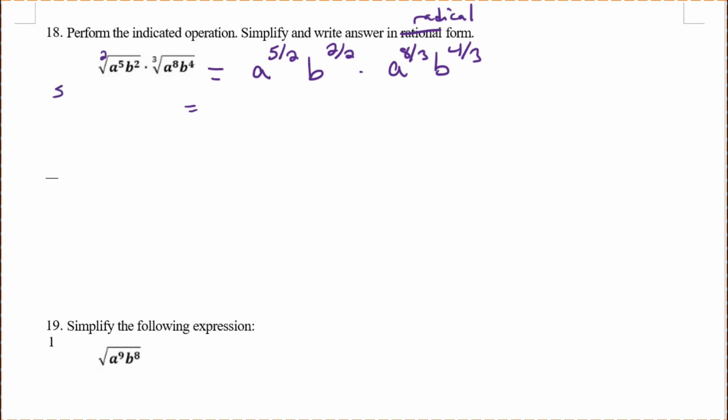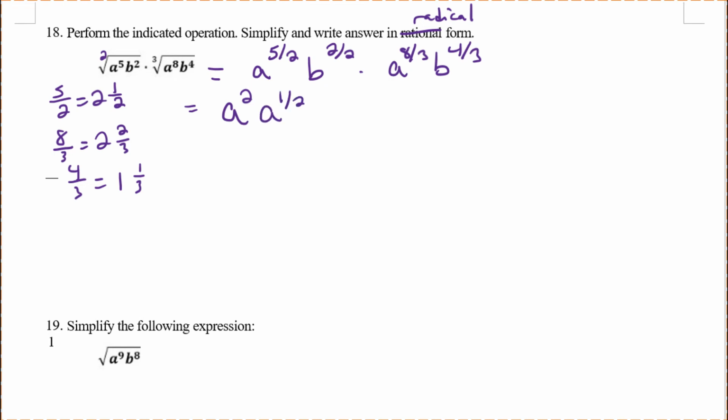5 over 2 is the same thing as 2 and 1/2. 8 over 3 is the same thing as 2 2/3, because 3 goes into 8 twice, and then there's a remainder of 2. 4/3 is 1 1/3. 3 goes into 4 once with a remainder of 1. All right, so a to the second, and then a to the 1/2. Since I took the square root, I'm going to write an absolute value there. And then we have b to the 1 power. Since I took the square root, I need an absolute value.